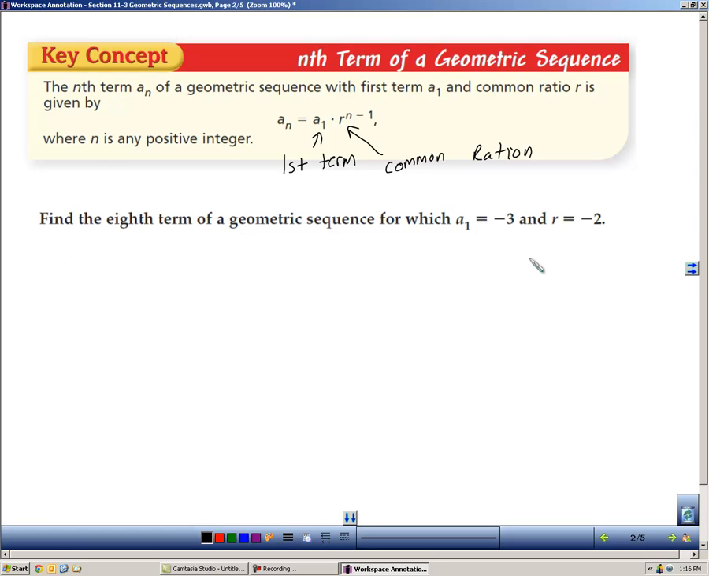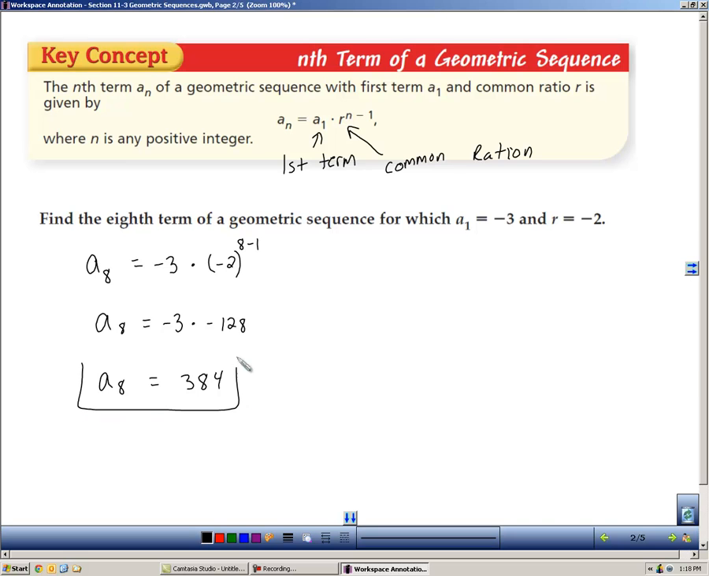So if I come down here and look at this example, I want to find the 8th term that has a first term of -3 and a common ratio of -2. So I'm looking for a sub 8, and I know my first term is -3. I'm going to multiply that by the common ratio of -2 to the 8 minus 1 power, because I plug in 8 for n because that's the 8th term is what I'm looking for. -2 to the 7th power is -128, and then 128 times 3 is 384. They're both negative. Therefore, the 8th term of this geometric sequence is positive 384.